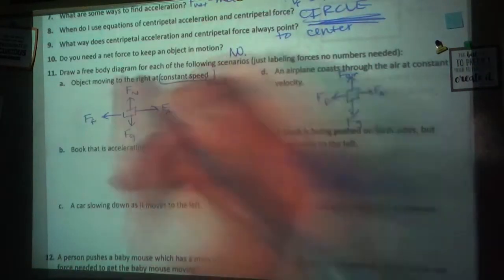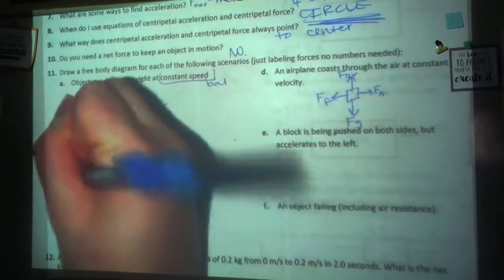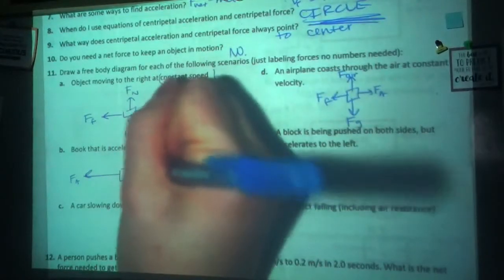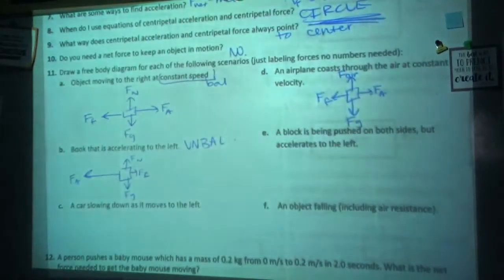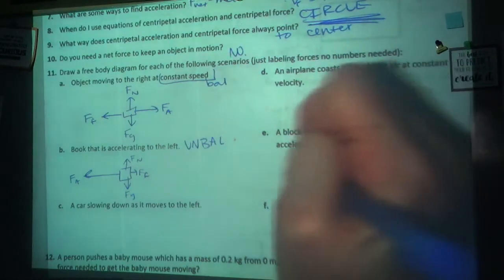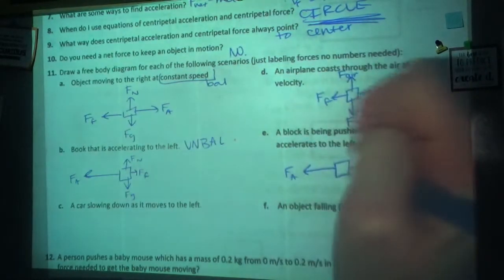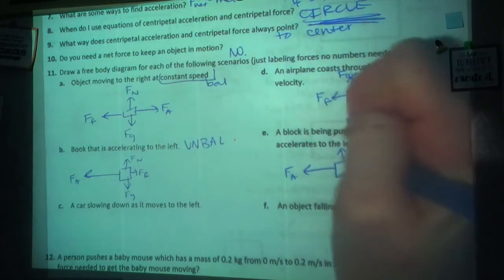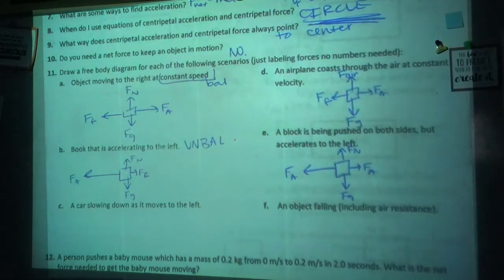Look, accelerating to the left, so that could just be an applied force to the left and then gravity and normal canceling out up and down. You could leave it like this. You could also have maybe there's some friction, but it definitely needs to be unbalanced and it needs to be bigger to the left. Here, a box is being pushed on both sides, but it accelerates to the left. That means there's a bigger force to the left. So maybe something like this, and then gravity and normal force would cancel out.